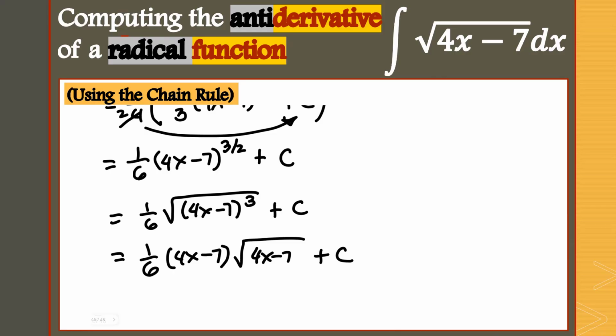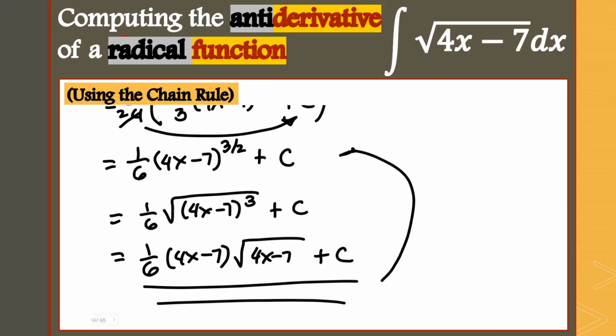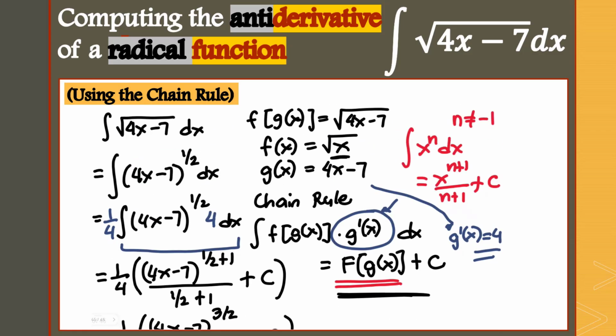You don't need to multiply 1/6 to 4x minus 7. This is really an acceptable answer. And by the way, this is also an acceptable answer when we have a fractional exponent. We just returned it to radical expression because the given was a radical function earlier. This is the answer to this item using the chain rule. The same example will be used to determine whether our answer is correct, but using a different rule later on.